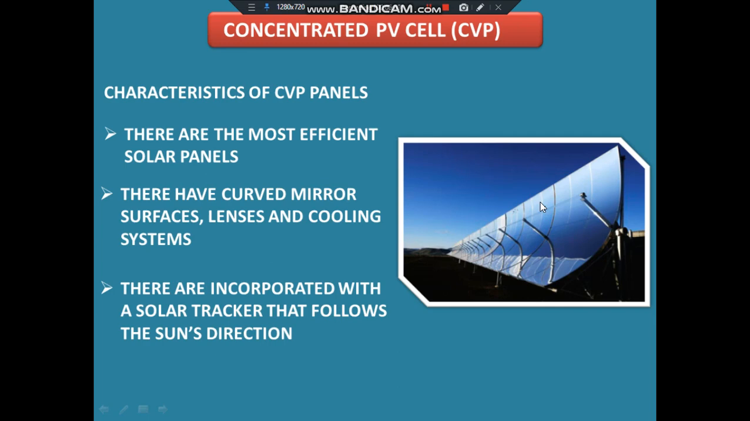So those are some of the characteristics that help us differentiate the monocrystalline solar panels, that is the conventional monocrystalline solar panels, the CPV solar panels, and the passivation solar panels. We move to the next type of solar panel in our list.